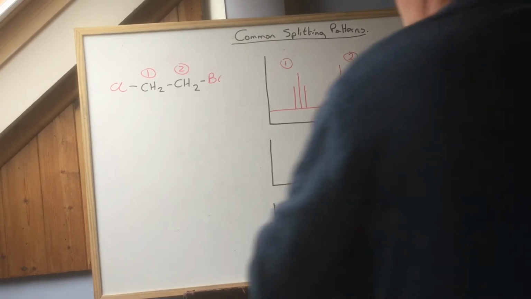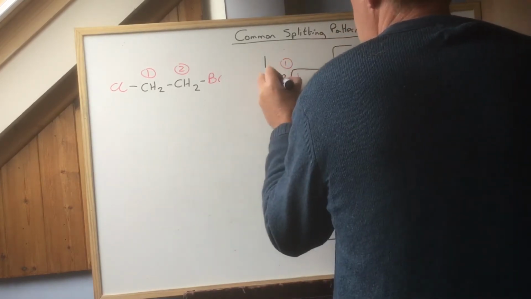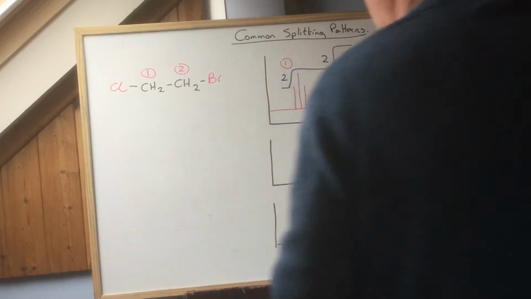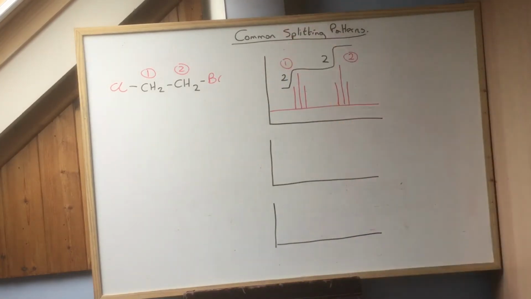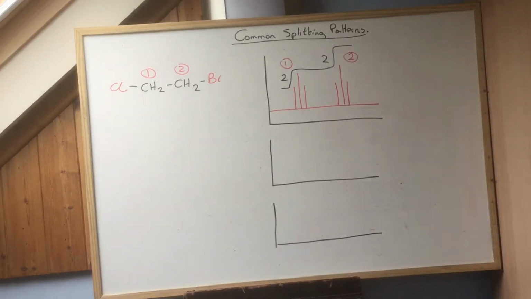An integration peak laid on the top will tell you that there's 2 and 2 in that environment. You get a sequence like that, you're bang on, you've got a CH2 and a CH2 in your molecule, no doubt about it.